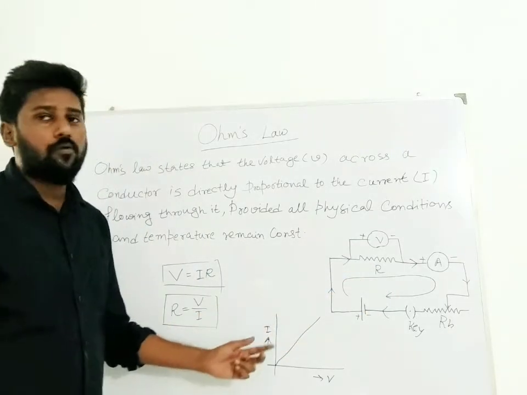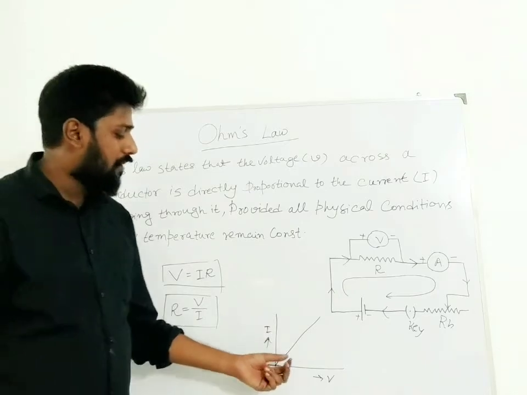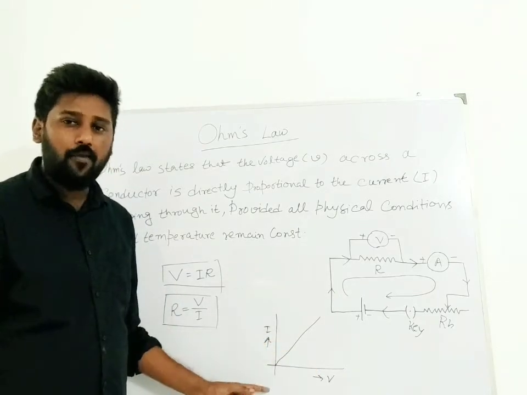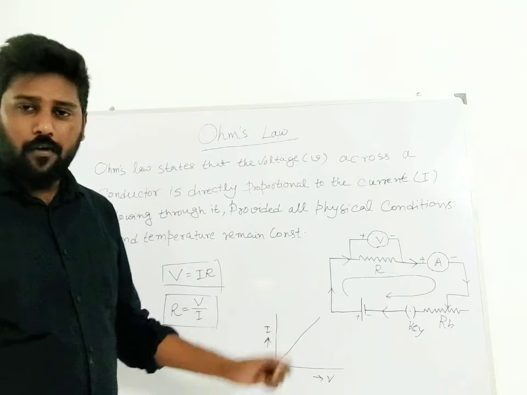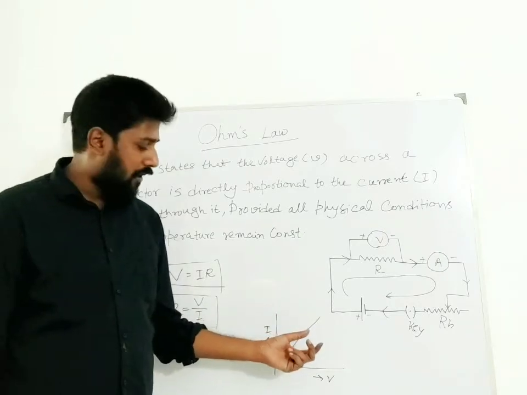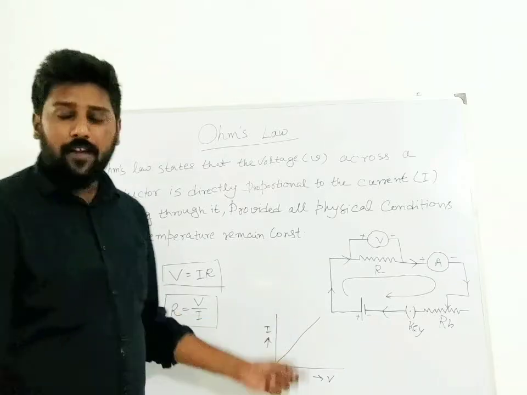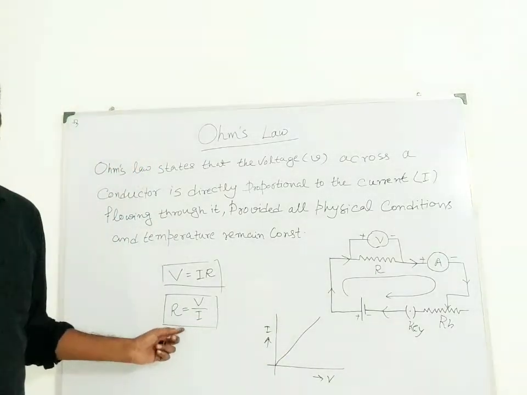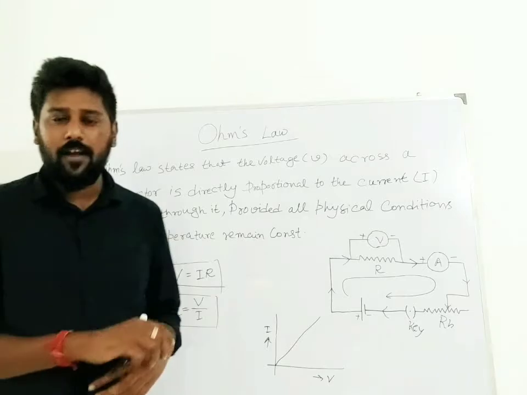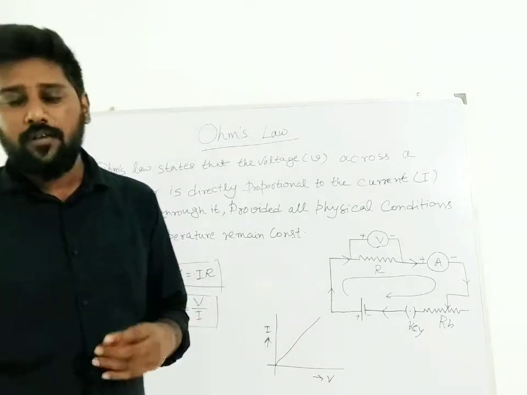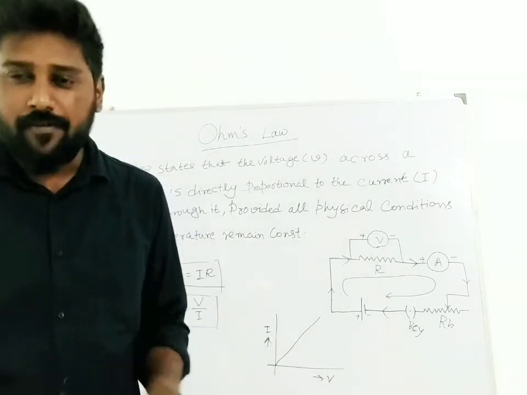When we plot the voltage versus current graphically, the graph will be just a straight line. Okay? And from the graph, we can take the ratio of V by I. Then we can easily calculate the value of R. This is the whole theory of the practical. Now, let's see how we do the practical in the practical lab.